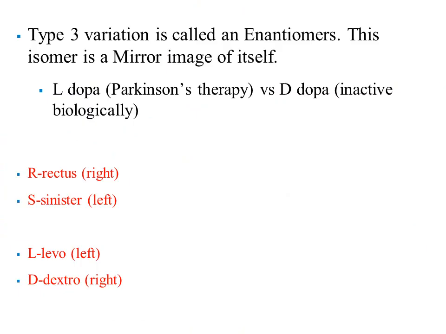The third type is type 3. So type 3 variation is called an enantiomer. This isomer is a mirror image of itself. The example we'll look at is a drug that is used to treat Parkinson's. With the L-dopa, this is the left-handed image, versus the D-dopa, this is the right-handed image. These two drugs, one of them is biologically active and actually helps to treat Parkinson's, versus the other one is biologically inactive.